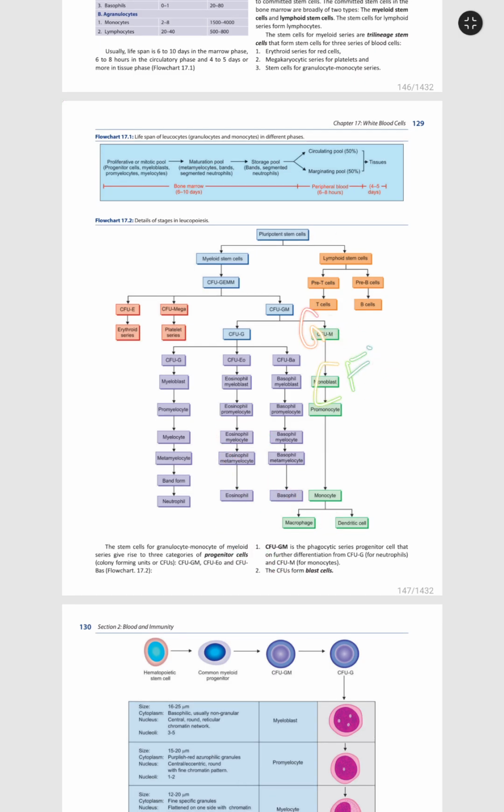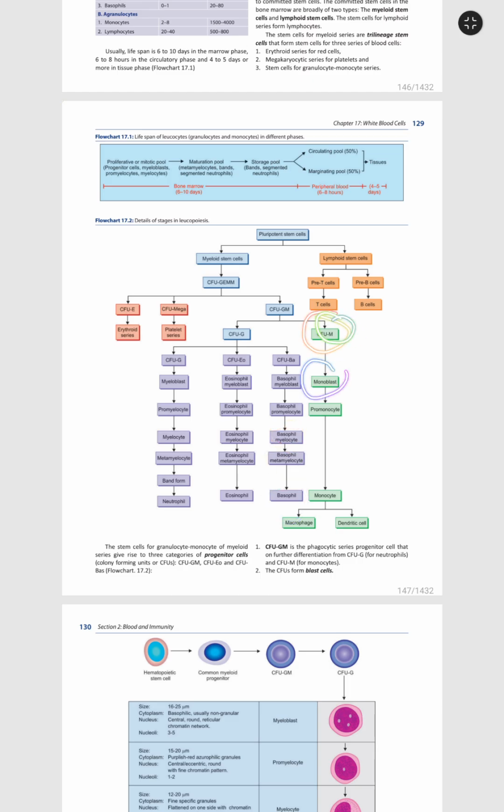colony forming unit, granulocyte, monocyte. Granulocyte and monocyte. Granulocyte forms myeloblast, promyelocyte, myelocyte, metamyelocyte, neutrophil. Whereas eosinophil forms eosinophil myeloblast, promyelocyte, metamyelocyte, eosinophil. Basophil: myeloblast, promyelocyte, metamyelocyte, basophil.